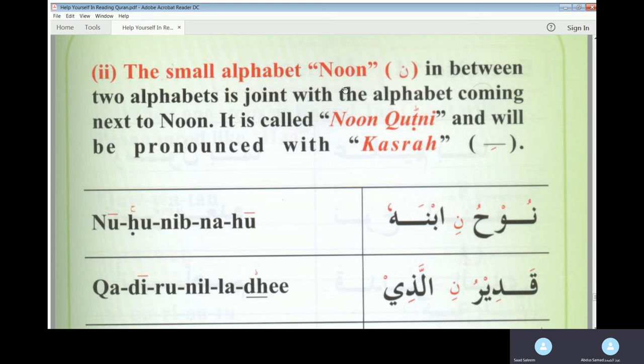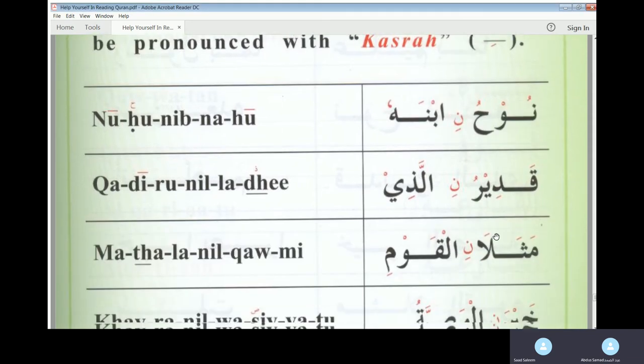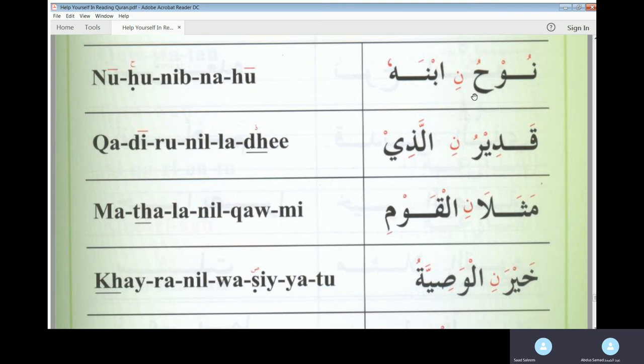The small alphabet noon in between two alphabets is joined with the alphabet coming next to noon. It is called noon qutni and will be pronounced with kasra. I don't quite understand how they mean for me to pronounce that. Just forget that, it is simple. Just read what you see here.